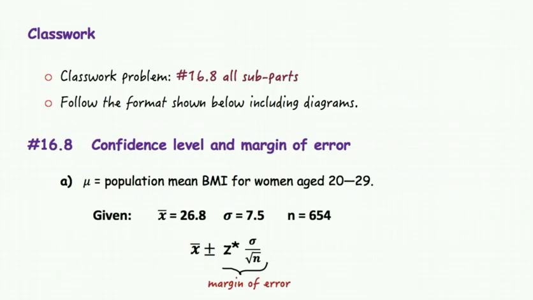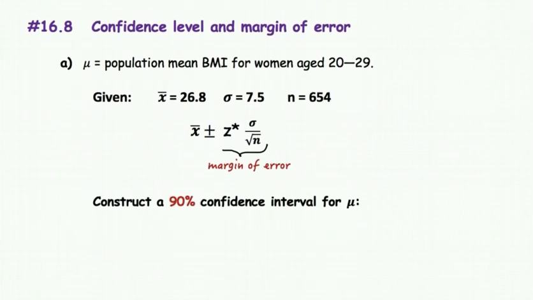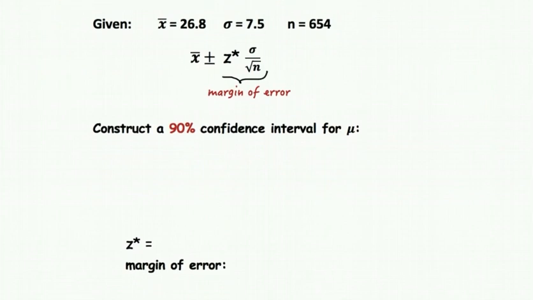Let's come back to our classwork problem. First of all, we need to write out what mu represents. Mu is the population mean BMI for women aged 20 to 29. Then we're going to use the formula to figure out a 90% confidence interval. So let's draw a diagram here.